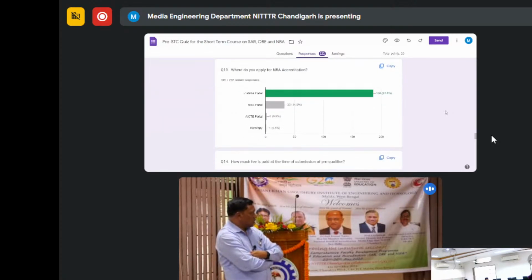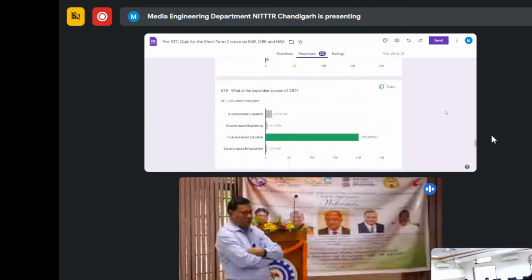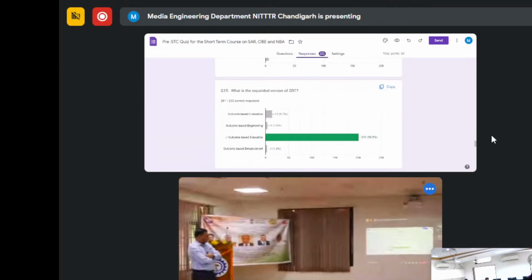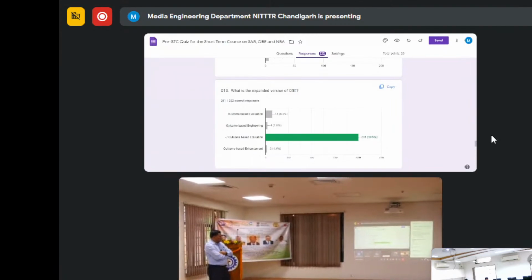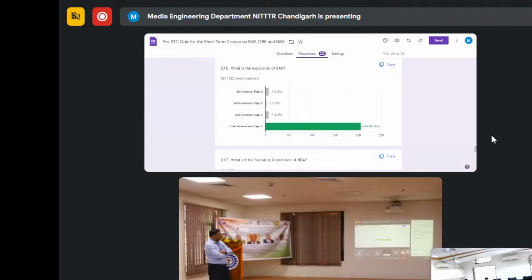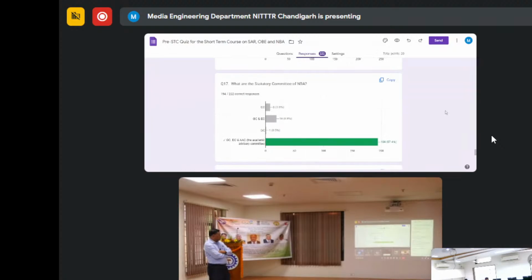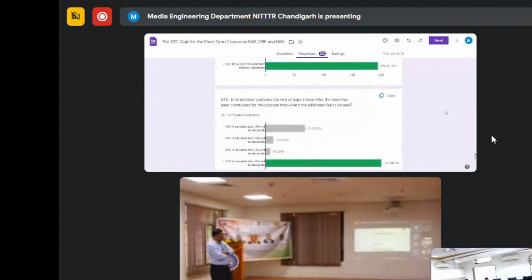And where do you apply for NBA accreditation? 83.8%. Okay. How much fee is paid at the time of submission of pre-qualifier? 90% people gave the correct answer. That is in the manual. Next: full form of OBE, 90.5% people gave the correct answer. Very good. Next: expansion of SAR, 92.8% people gave the correct answer. What are the statutory committees of NBA? 87.4% people gave the correct answer.